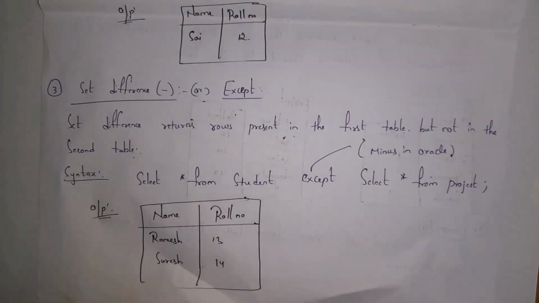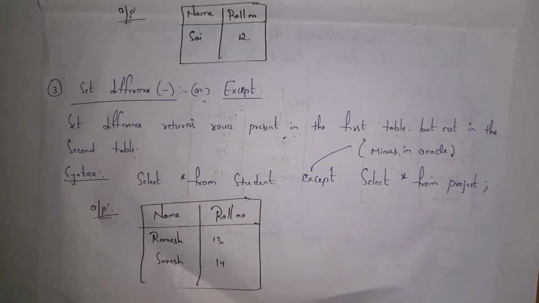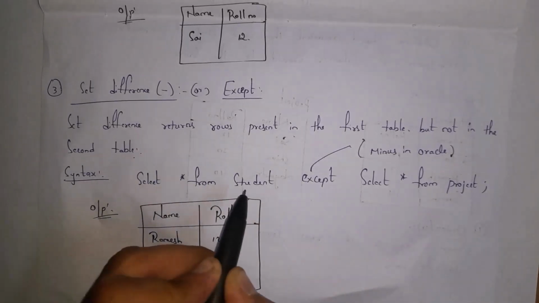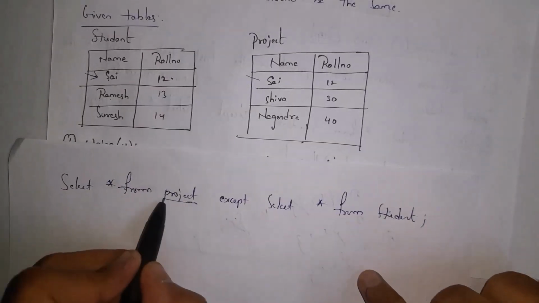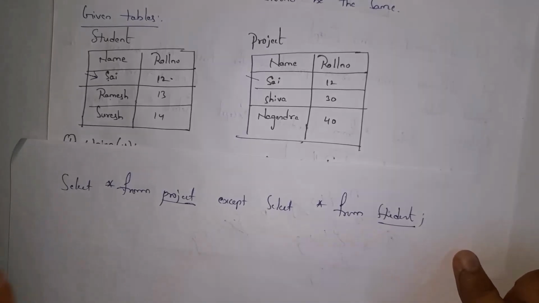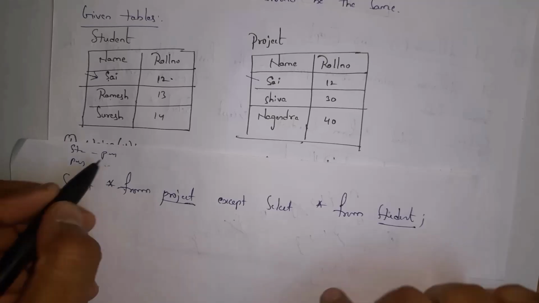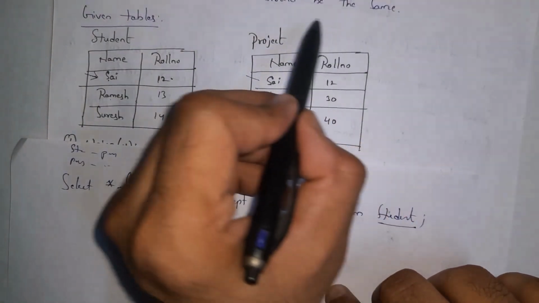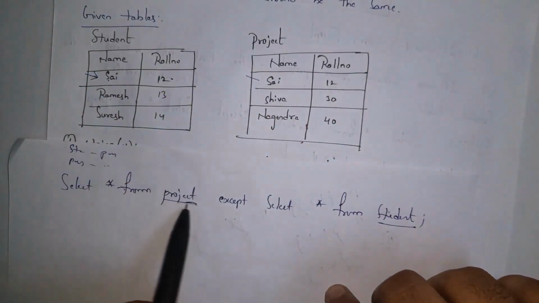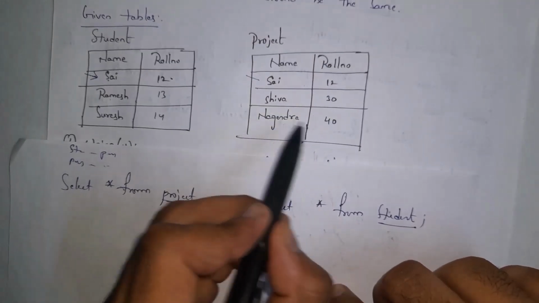For example, I will write select star from, instead of writing the student table, I will write the project table. So: select star from project except select star from student. Here the first table is project and the second table is student. Previously we performed student minus project. This time we are performing project minus student. So similar rows, that is Sai 12, are removed from both tables and data which is present in the project table is selected as output. So I'll get output Shiva 30, Nagendra 40.